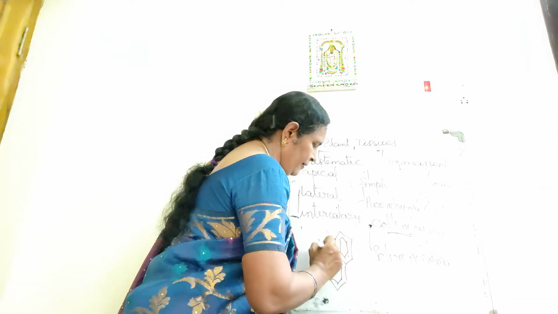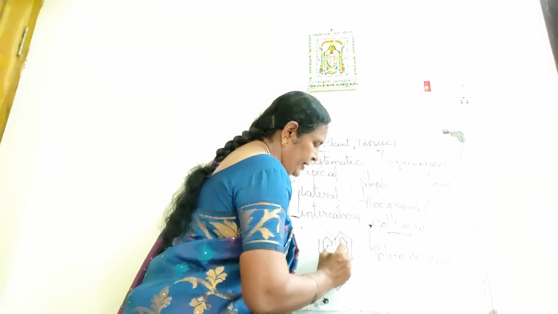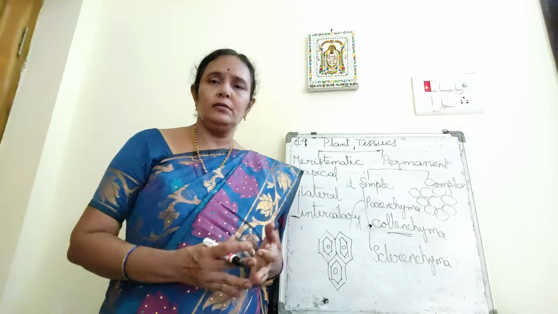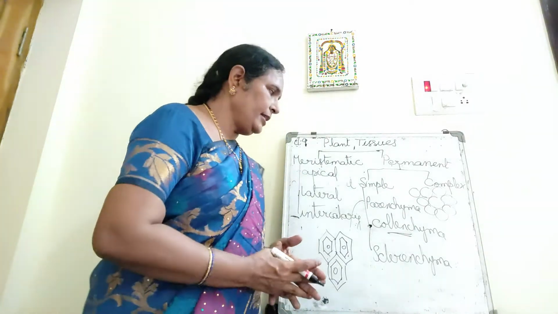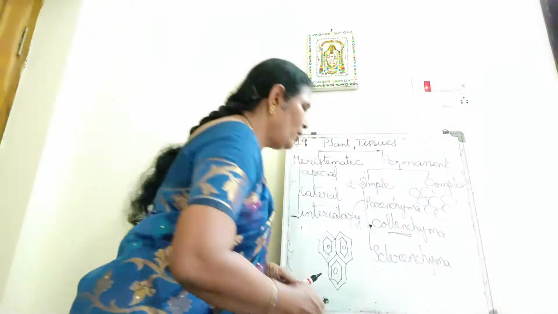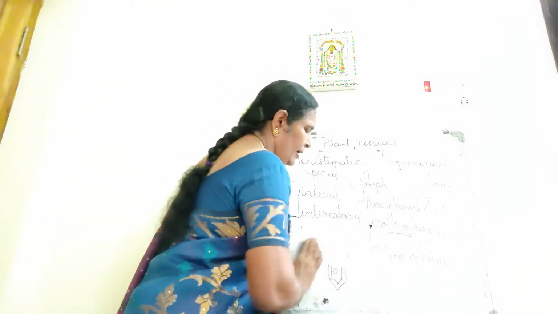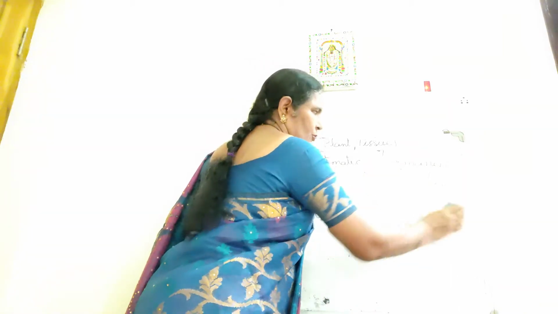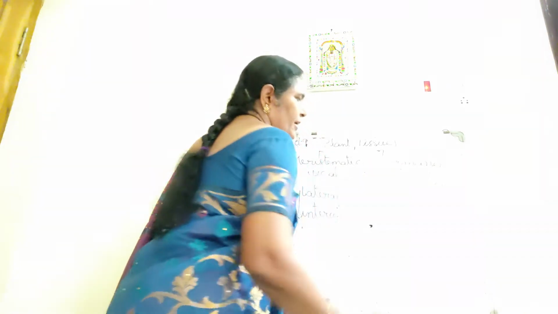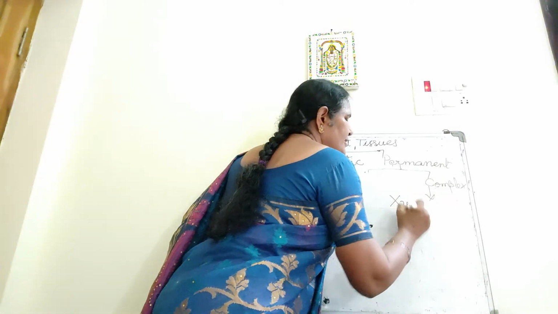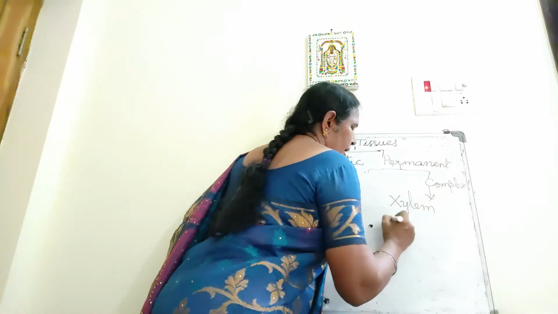The cell walls are very thick with lignin depositions, and they give mechanical strength and they make the hard parts of the plant. That is about sclerenchyma. Next, simple permanent tissue, that is. Next, complex permanent tissue. Complex permanent tissue, mainly xylem and phloem.